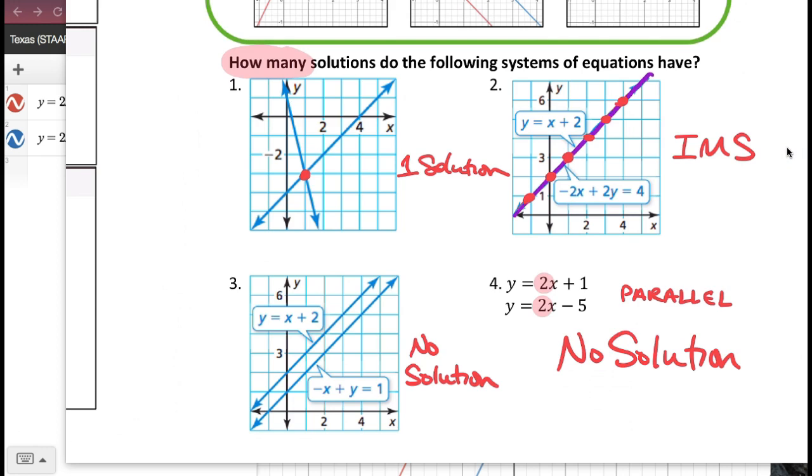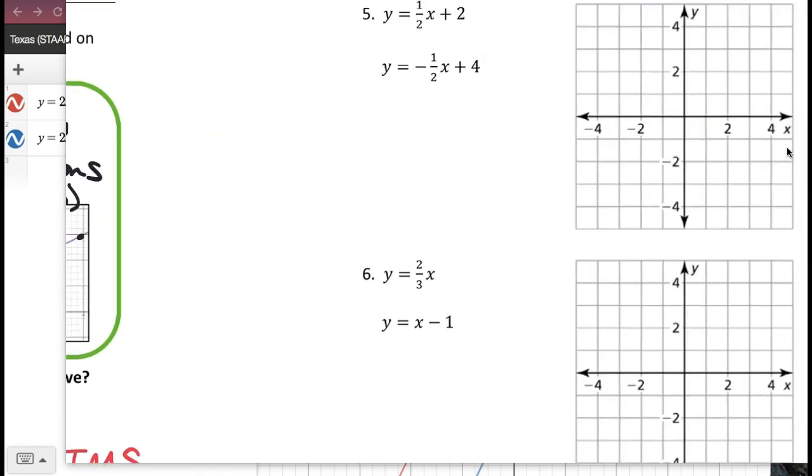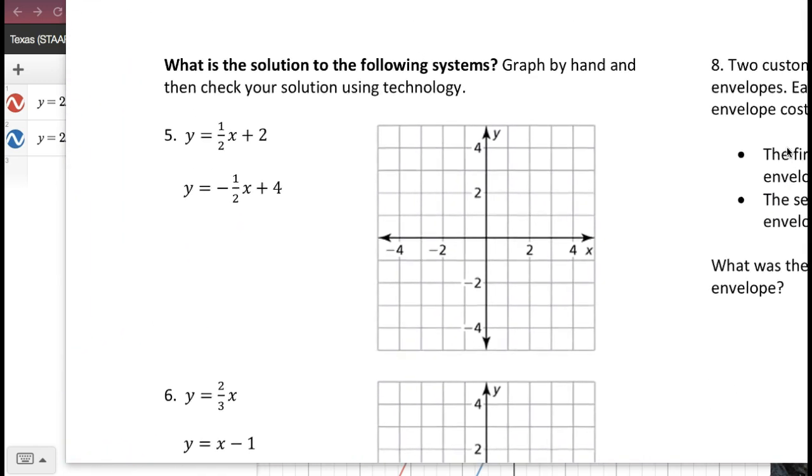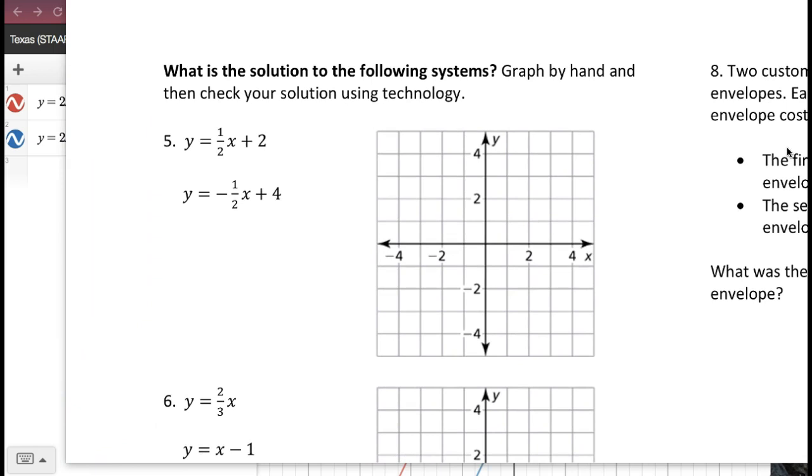Great. So now that we know what we're looking for, let's go ahead and solve some systems by graphing. The questions are going to say, what is the solution to the following system? Remember, that's the key word right there to let us know we are looking for the x and y coordinate that makes both equations true, essentially where the two lines intersect.